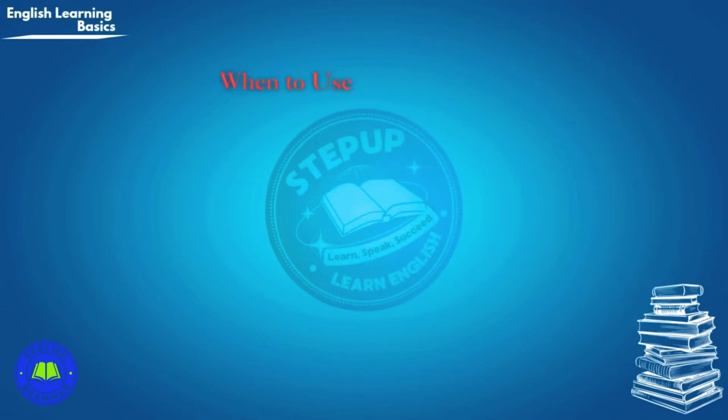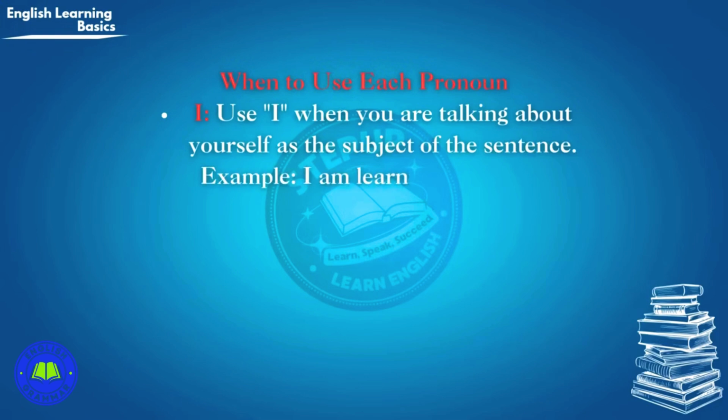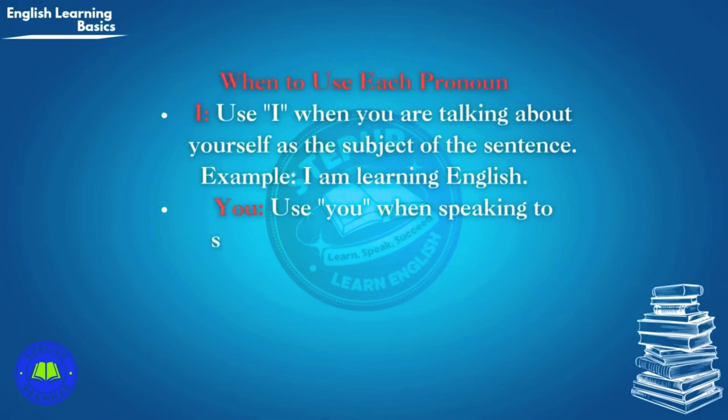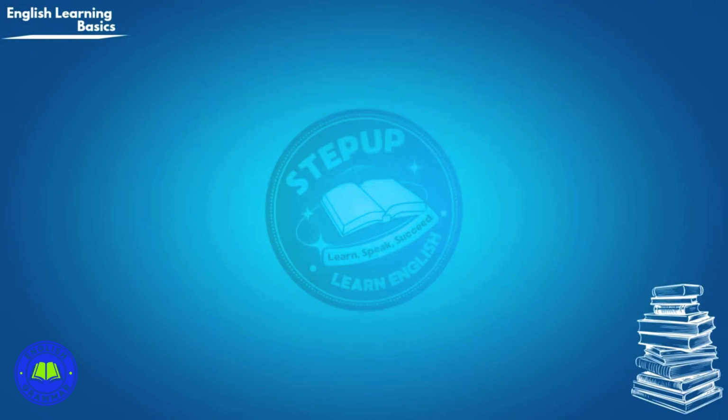When to use each pronoun. I: Use I when you are talking about yourself as the subject of the sentence. Example: I am learning English. You: Use you when speaking to someone directly, whether it's one person or a group of people. Example: You are very kind.